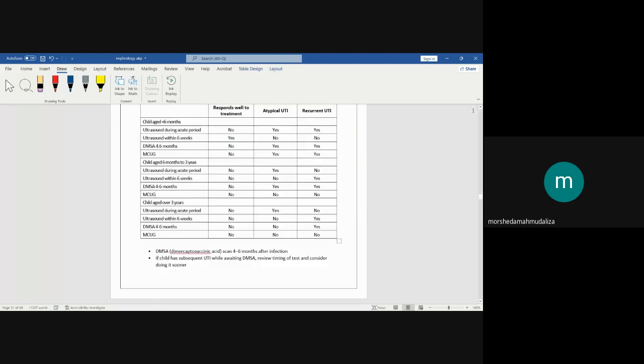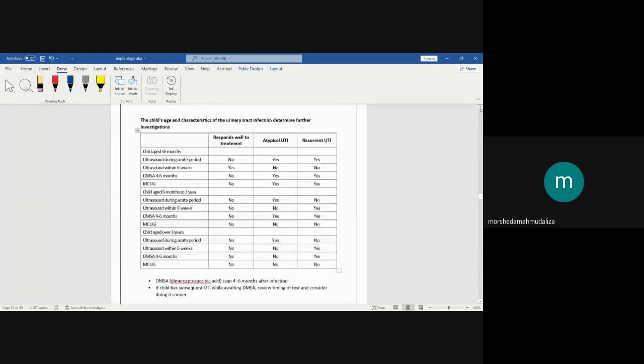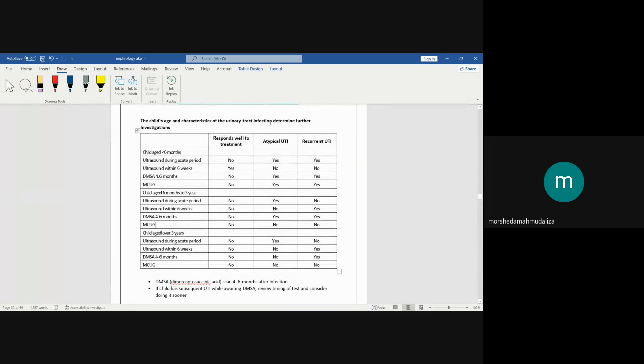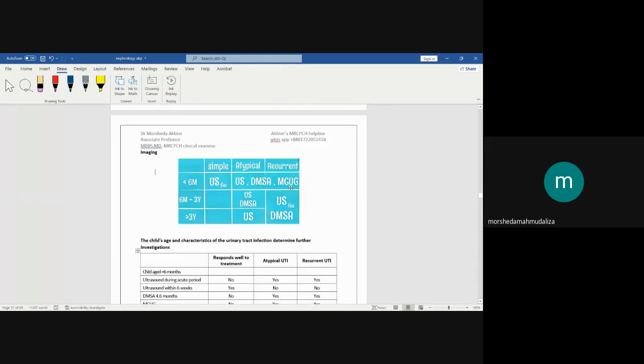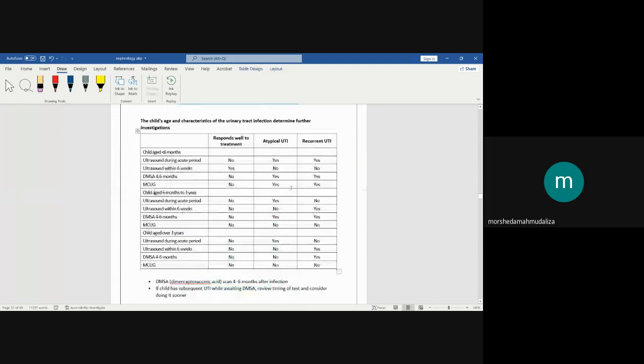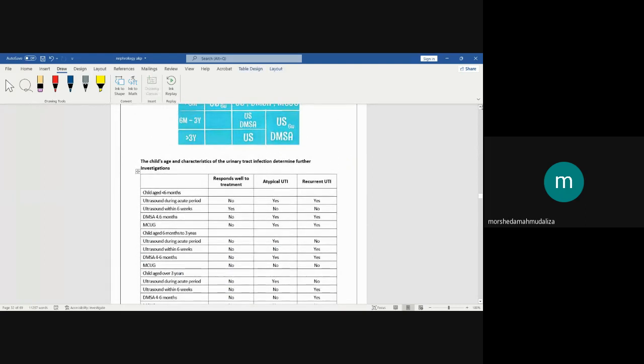Now, whenever I read out these things, you will forget them. This chart is very important to practice by yourself, so don't forget to practice. But if I say when you do the ultrasound in less than 6 months of age with urinary tract infection, you have to do the ultrasound every time in less than 6 months. But other than this, for typical urinary tract infection, it's not required.